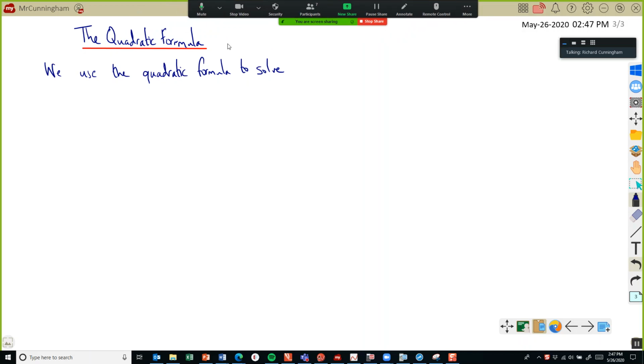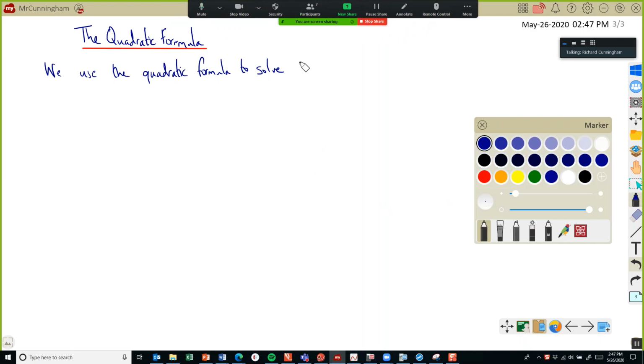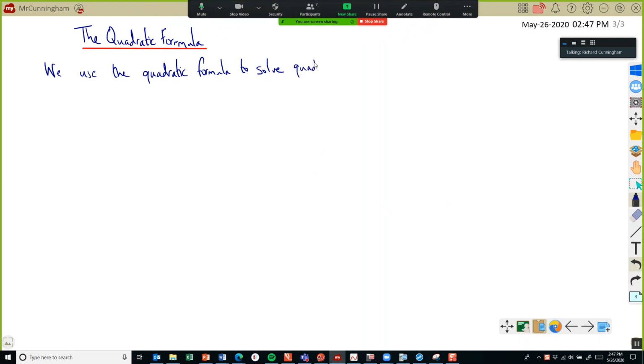Okay, we're going to look at something called the quadratic formula. We use the quadratic formula to solve quadratic equations when we cannot factorize them. You should all be able to, because you did a lot of practice at this last week, solve the following for x.